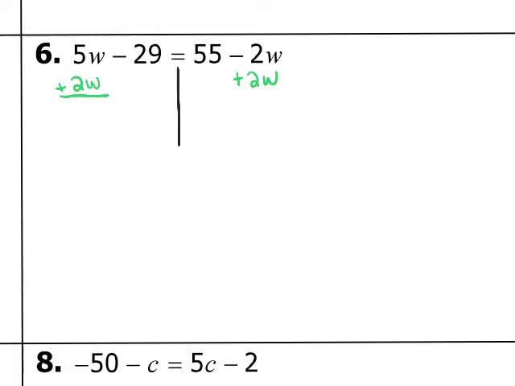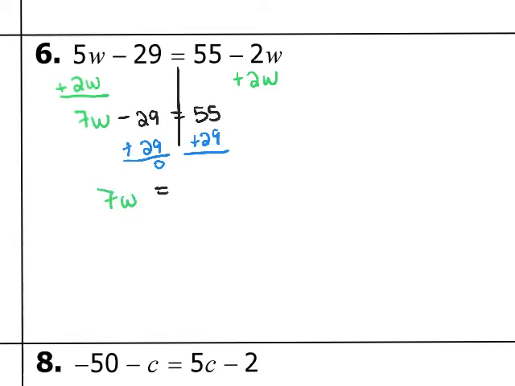So 5w plus 2w is 7w. And then again, we carry down the minus 29 equals 55. Okay, next step is to flip and move the unit tiles. Here we're zeroing those out, and carry down the 7w. And that is equal to, and now we have to add up what's on the other side of here.